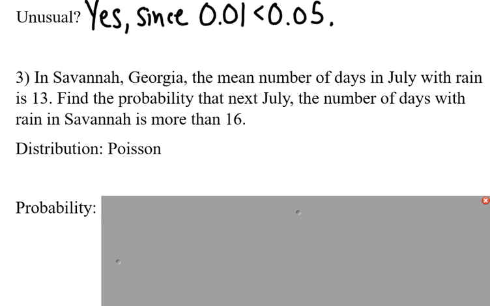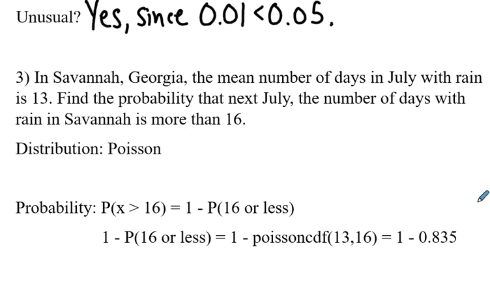Last scenario. In Savannah, Georgia, the average number of days in July with rain is 13. Find the probability that next July, the number of days with rain in Savannah is more than 16. Well, this has to be a Poisson. It's the only one we haven't looked at so far. The reason why is because it is asking for a probability over a fixed time period, so a month.